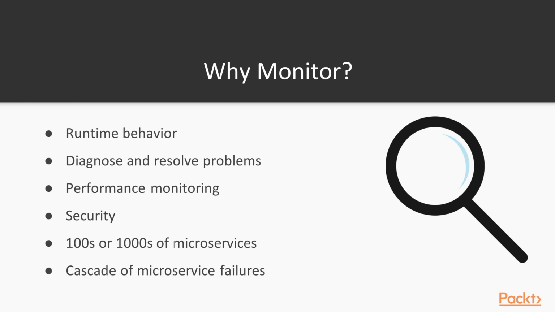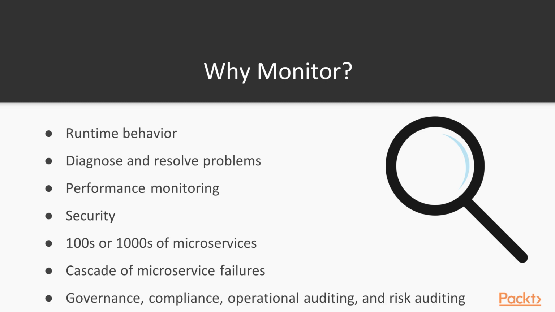In addition, when the microservices depend on one another, such as with the API composition pattern we discussed earlier, this can lead to a cascading set of failures very, very quickly. So it's really important to catch such scenarios quickly, or better, anticipate or predict them. There are also governance, compliance, operational auditing, and risk auditing reasons why it's really important to monitor your services.